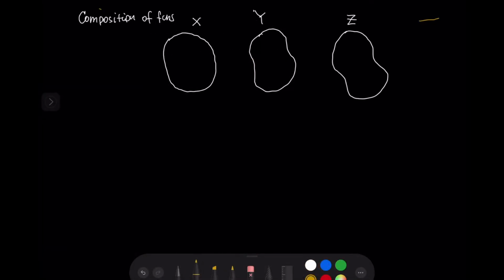So let us go ahead and define the composition of functions. By the way, we discussed functions and their properties in a different video, which is linked down below in the description to this video.